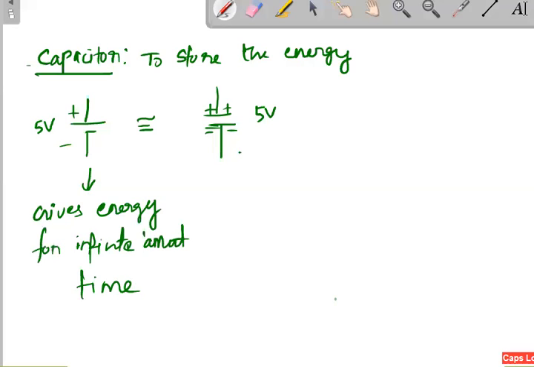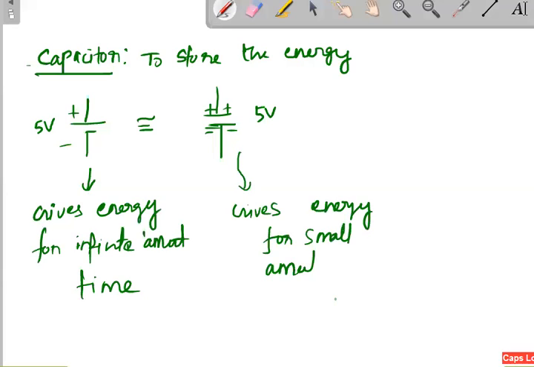Whereas this gives energy only for a small period of time. How much time it is giving energy depends on how much charge is present, the total charge present.